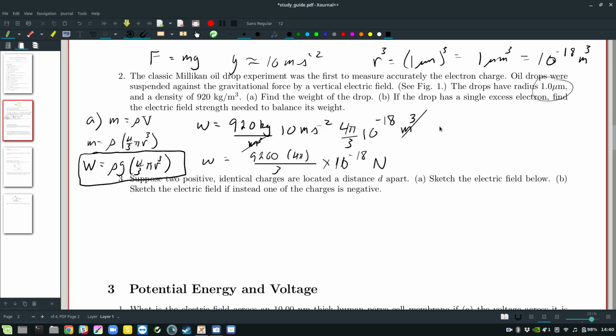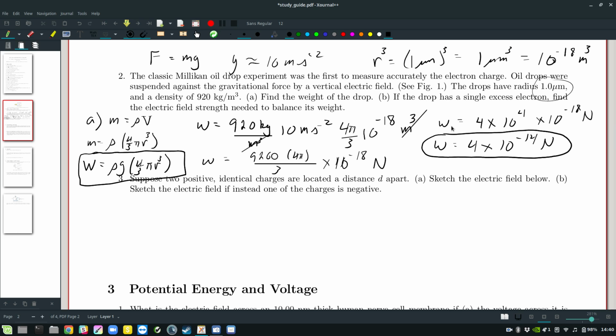So W will be equal to 4 times 10 to the 4th power times 10 to the minus 18th newtons. Now, negative 18 plus 4 is negative 14, so W is equal to 4 times 10 to the negative 14 newtons. Notice I'm only keeping one significant figure. I think that's all that's required in this problem, because the idea that we would be able to measure force that accurately at that scale, that's a very difficult thing to do. Now, that's the weight of the drop, but find, if the drop has a single excess electron, find the electric field strength needed to balance the weight.